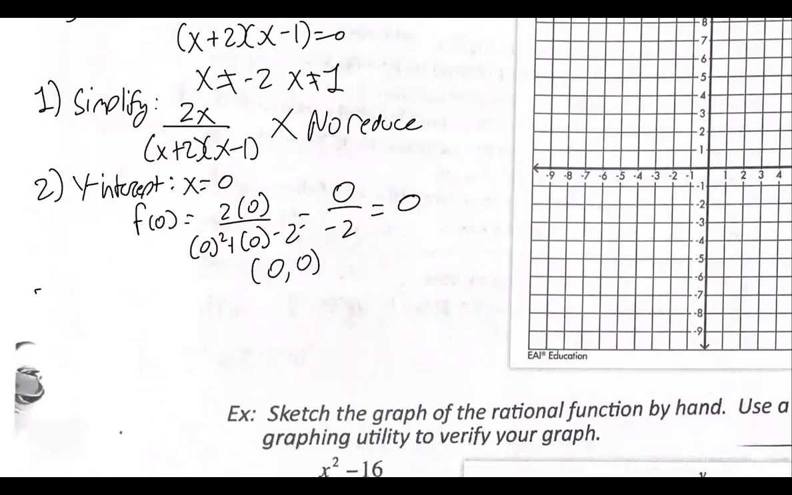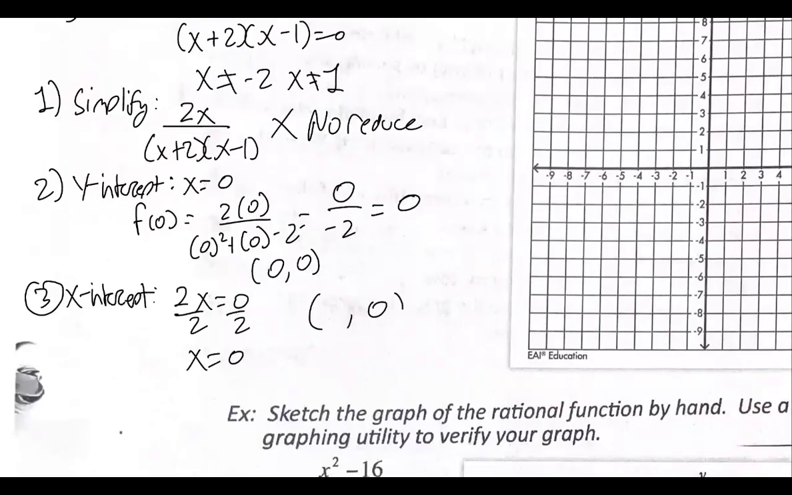So for number 3, you find the x-intercept. The x-intercept is when you set the numerator equal to 0. In this case, to solve for x, you divide by 2, x equals 0. So that means that when you plug in 0 for y, x is 0. So the x and y intercept are the same.